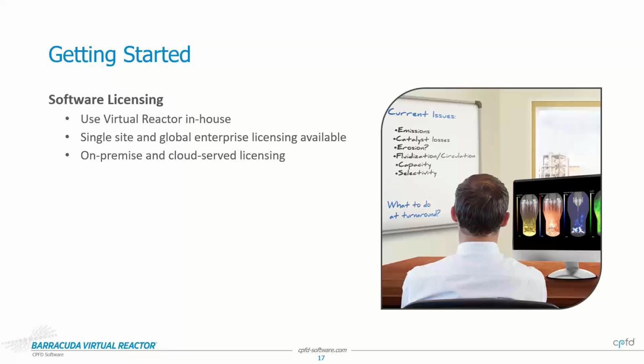So software licensing is the direct approach where your team takes the lead using Barracuda in-house for setting up, running, and post-processing your simulations. Whether you prefer running on your own hardware or utilizing the cloud, our global enterprise options make it easy for teams worldwide to collaborate. We offer a variety of licensing models, and our sales team is ready to discuss the specific solution that fits your needs best.